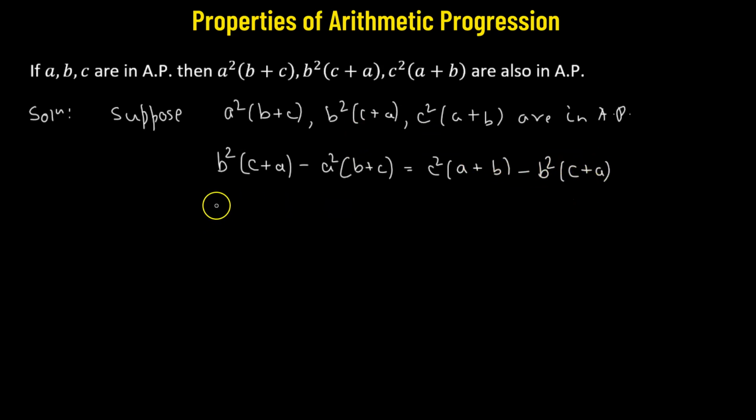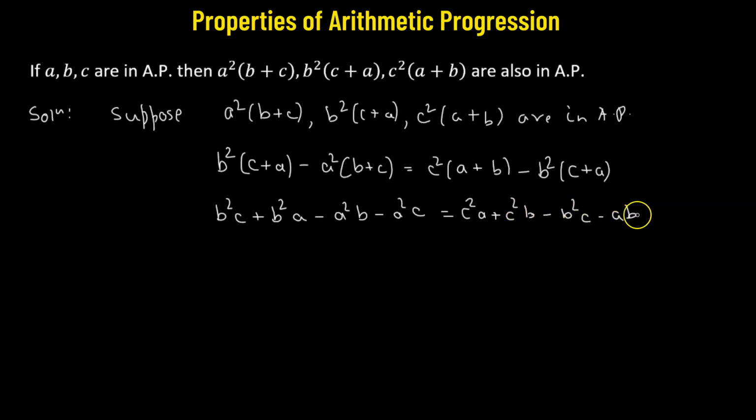Now further simplification is going to give us b squared times c plus b squared times a minus a squared times b minus a squared times c equals c squared times a plus c squared times b minus b squared times c minus a b squared. Now what we can do here is, if we take c as the common factor, we'll combine the first term and the fourth term by taking c as the common factor. We have c times b squared minus a squared.